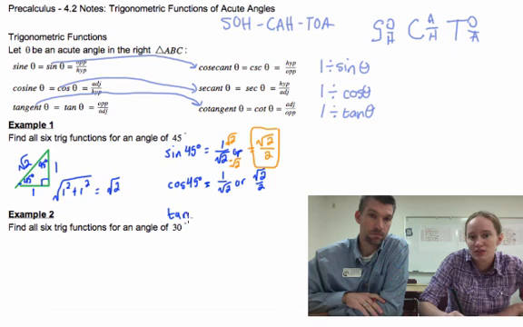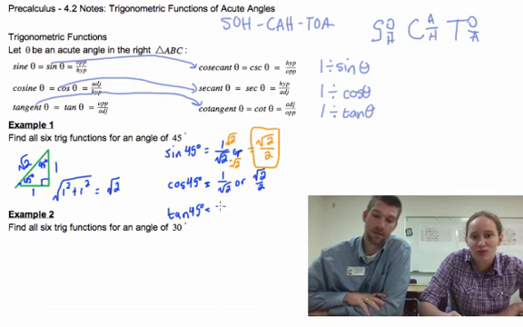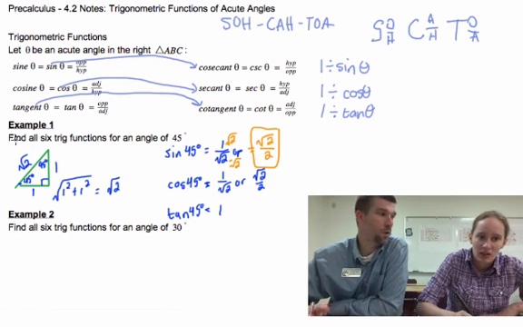Tangent of 45 degrees is probably one of my favorite tangents. You know why? Because it's 1 over 1, which is 1. Yes, beautiful. It just rolls off the tongue. 1 over 1 equals 1.